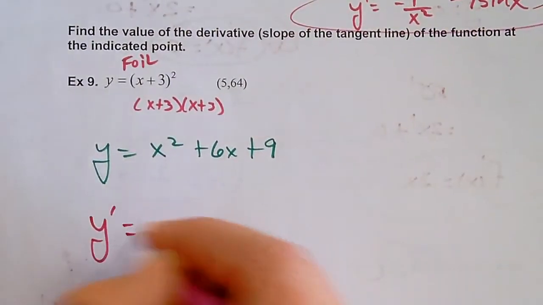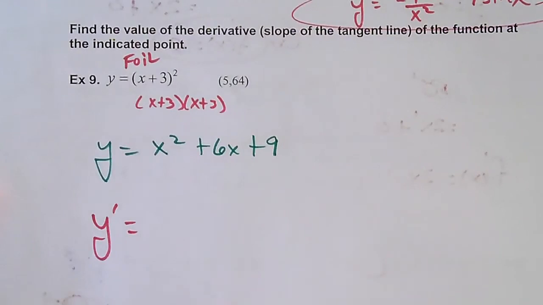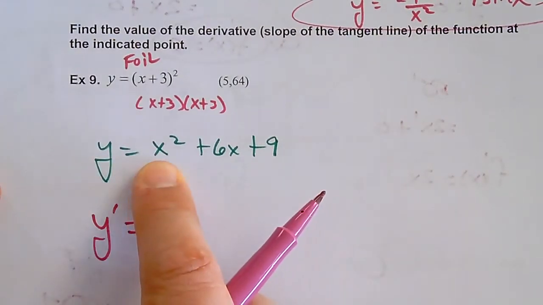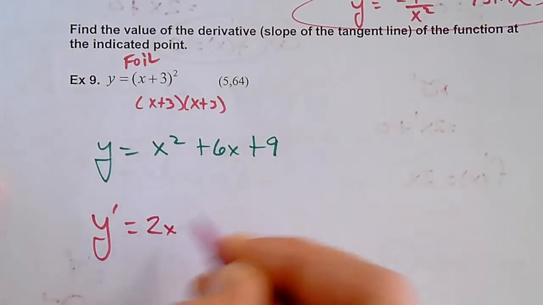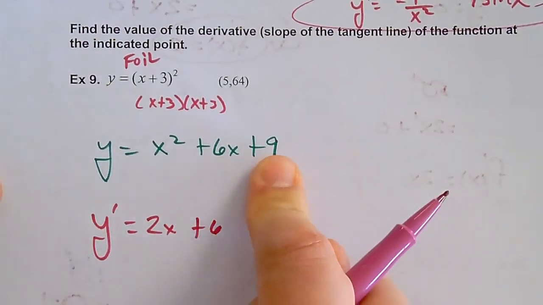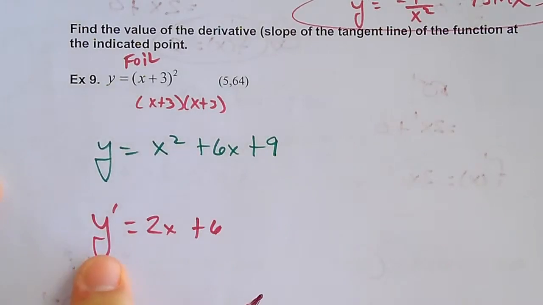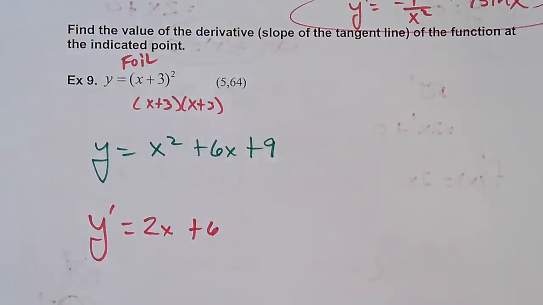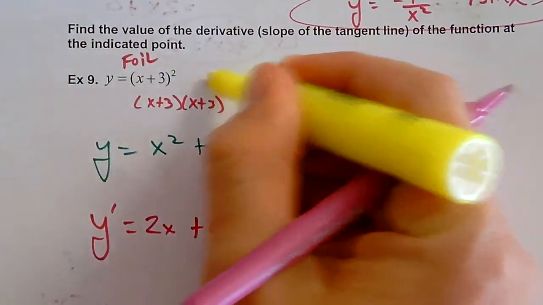So y prime is my derivative of y. And what's the derivative of x squared? 2x. What's the derivative of 6x? 6. What's the derivative of any constant? 0. So that's my derivative. This allows me to find the slope of that tangent line anywhere on my graph. Well, they want you to find what is the slope at this point.